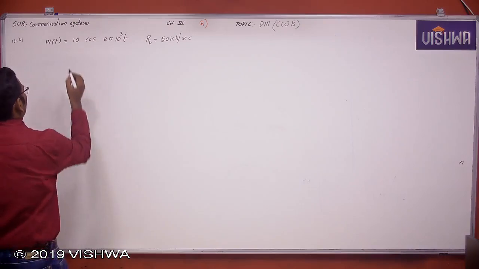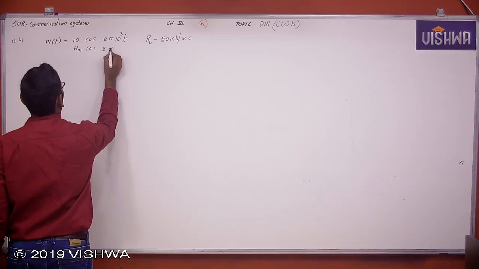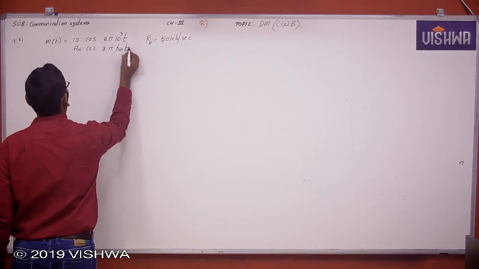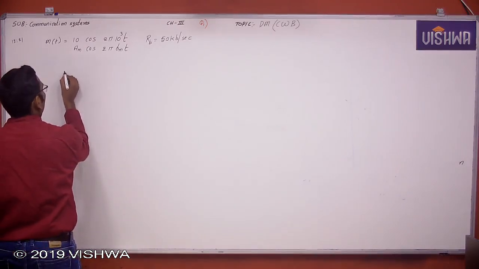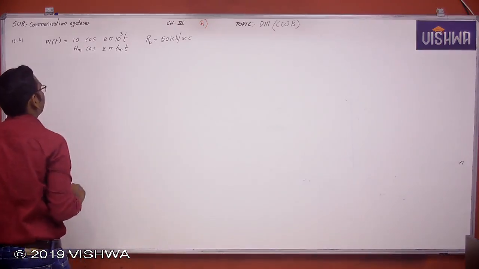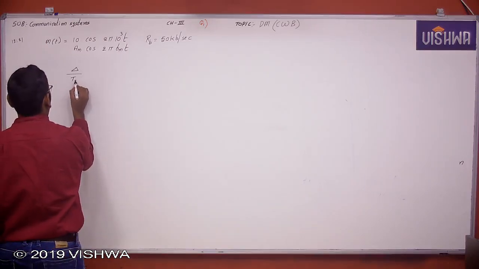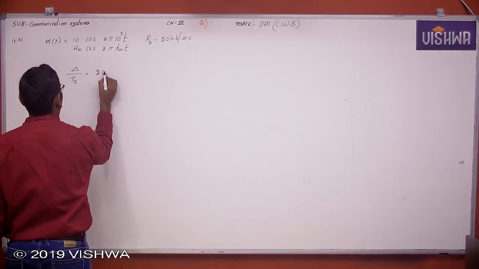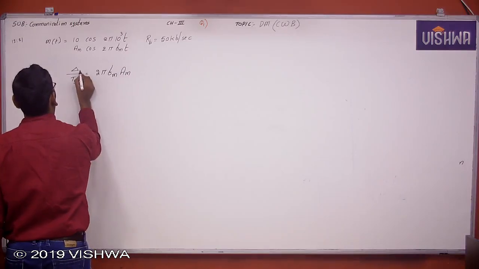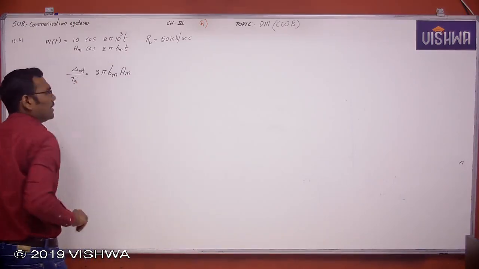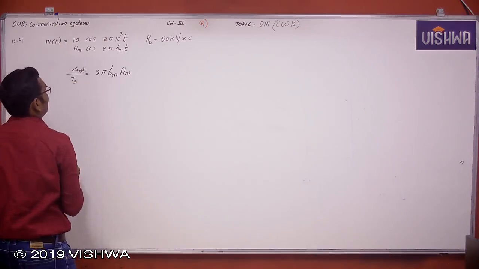See here, this is m of t, which is equal to Am cos 2 pi fm t. In the question he is asking for the optimum value of the step size, which is when the slope of the reconstructed signal and the slope of the original signal are the same, so there is no error. Optimum means no error.